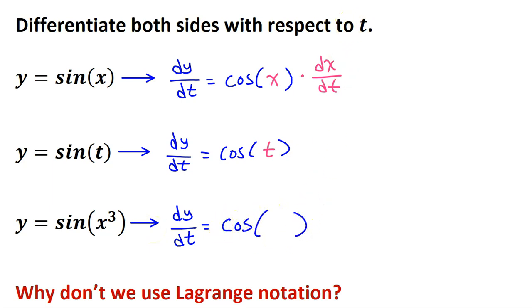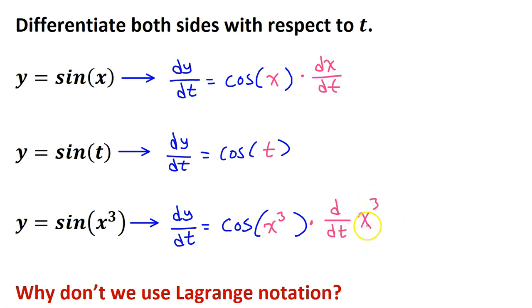The inner function is x to the third power. But then we multiply by the derivative of the inner function, not with respect to x. So we're not going to just put 3x squared. We are taking the derivative with respect to t. So let's go ahead and show this step. d/dt of x to the third power.